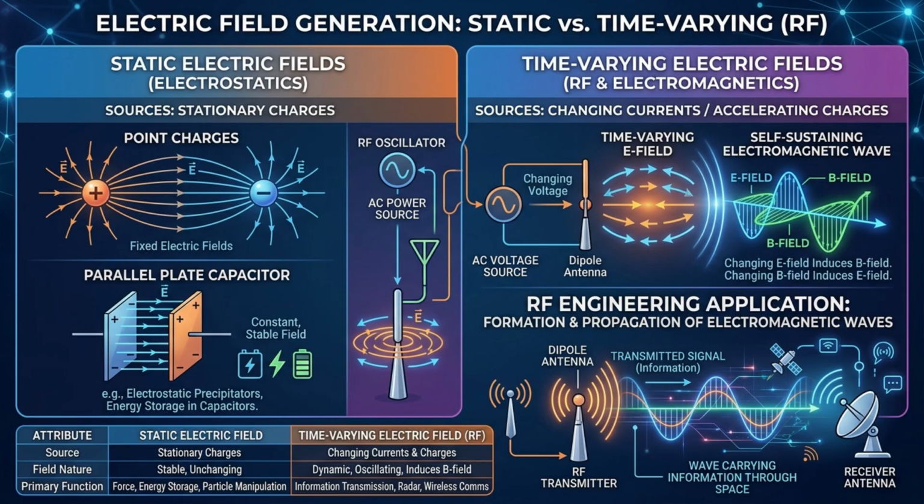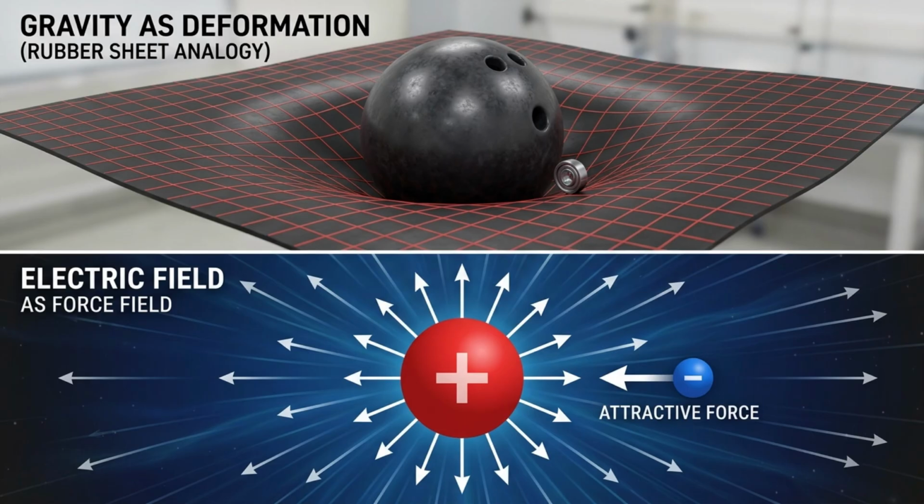Intuitively, imagine placing a heavy ball on a stretched rubber sheet. The ball deforms the sheet, changing the surrounding environment. A smaller ball placed nearby will respond to that deformation. Similarly, a charge modifies the space around it by creating an electric field.